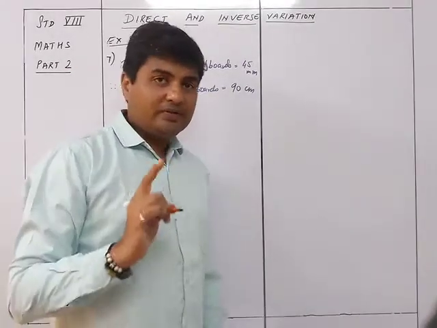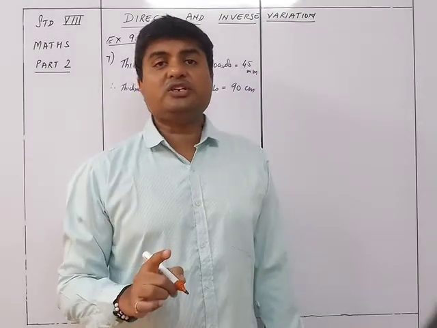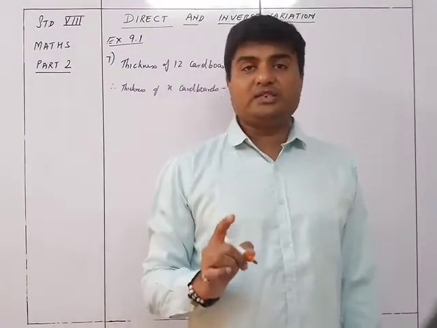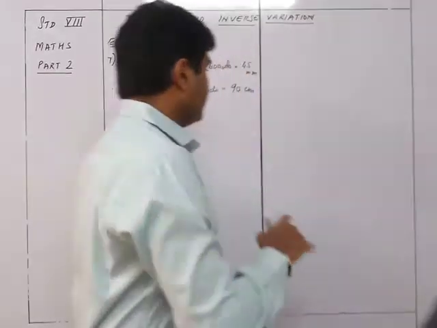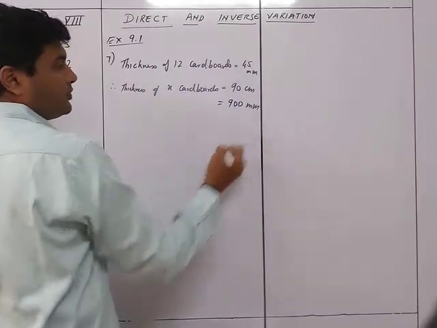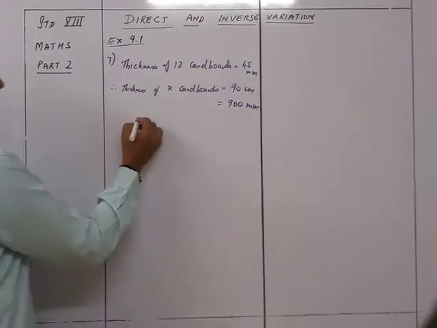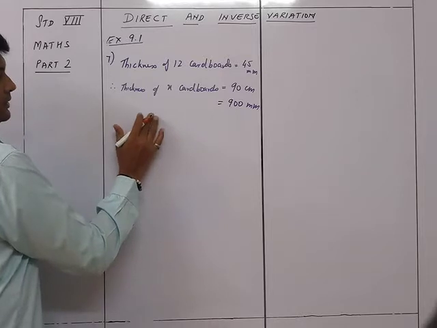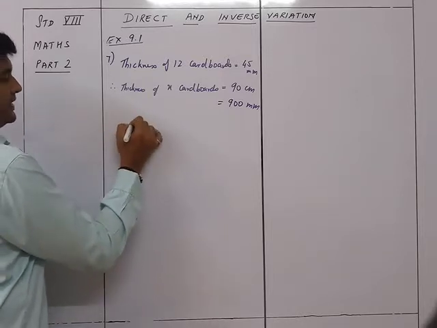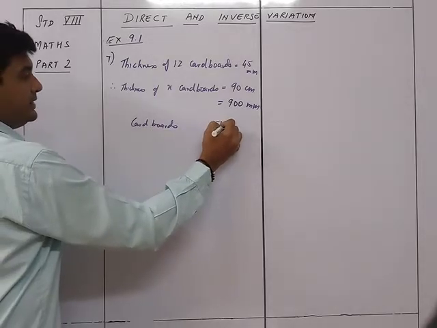So we have to see to it that whenever you are taking any variation, the units inside the variation always have to be the same. So this means that this is equal to 900 mm. So we are converting this centimeter into mm. So now we can have over here that this is the number of cardboards. So we can say cardboards and then the thickness.